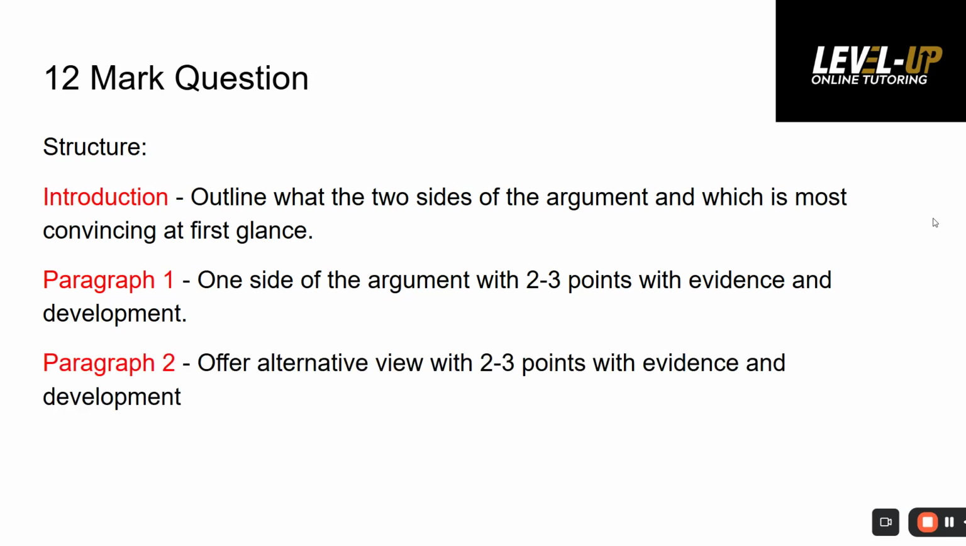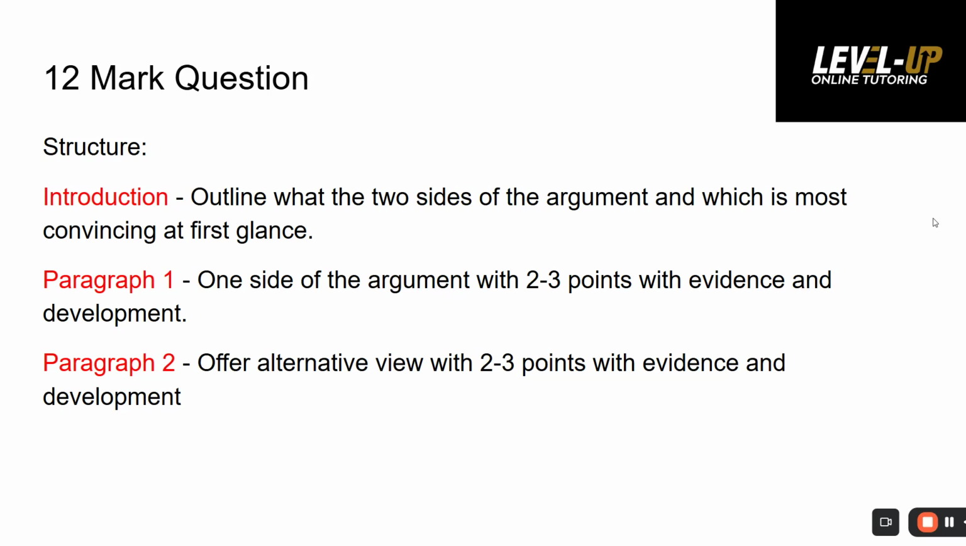Paragraph 2 then, you're going to offer an alternative view. That is not saying the first view is wrong, it is just giving an alternative view. You are weighing up 2 different possibilities and saying which one is better. In that paragraph, again, you can do 2 to 3 points. There's no specific number. You don't have to do a balanced argument in a 12-mark question. So you can have 2 points on one side, 3 points on the other.